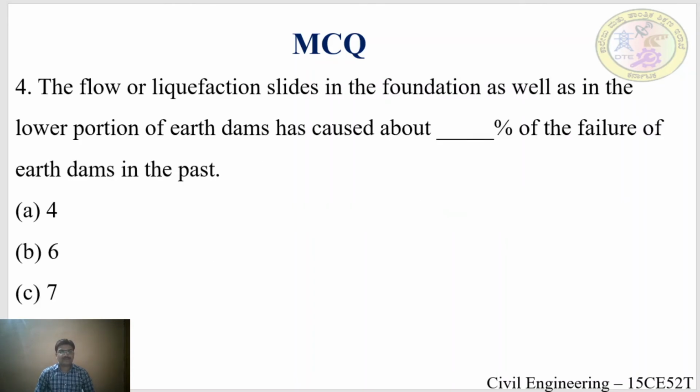Now the fourth one. The flow or liquefaction slides in the foundation as well as in the lower portion of the earth dam have caused about blank percent of failures of earth dams in the past. Given are 4%, 6%, 7%, 3%. The correct answer is 3%. In the past, we have observed that only 3% of earth dams have failed due to liquefaction slides. Answer is D, that is 3%.